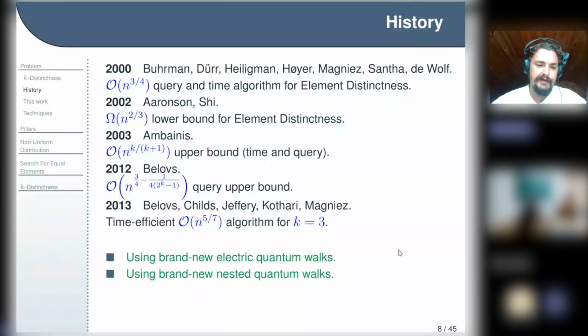Okay, so it's two different papers which were later published as a merged paper. One paper was due to myself, and another paper was due to Child, Jeffrey, Kothari, and Magnia. And so it used two new techniques: it used electric quantum walks, and it used nested quantum walks. All just to solve this problem.